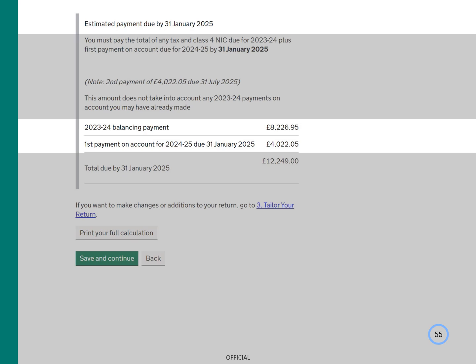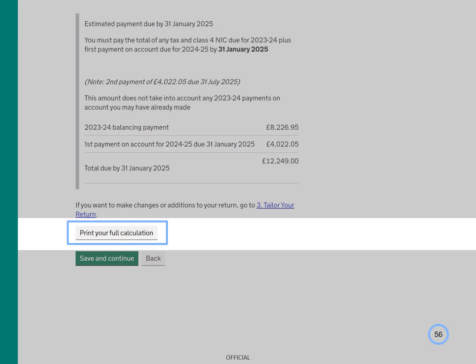At the bottom of the page, you're given an estimate of the amounts due by the 31st of January 2025. That's your balancing payment for 2023 to 2024 of £8,226.95 and the first payment on account towards 2024 to 2025 of £4,022.05. Please remember, these amounts do not take into account any 2023 to 2024 payments on account you've already made, or any other payments you've made, or outstanding amounts on your self-assessment account.